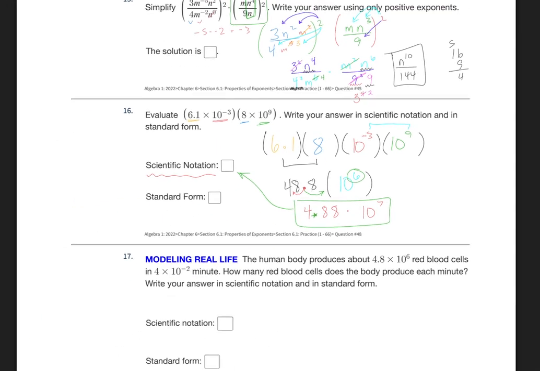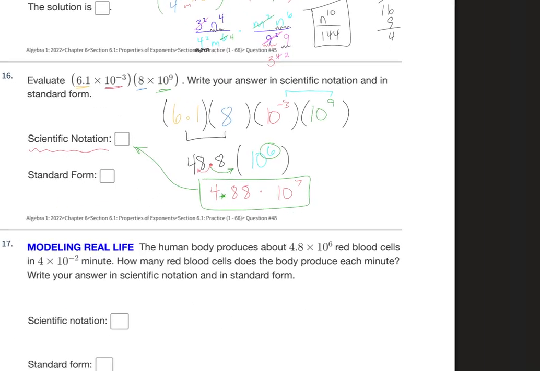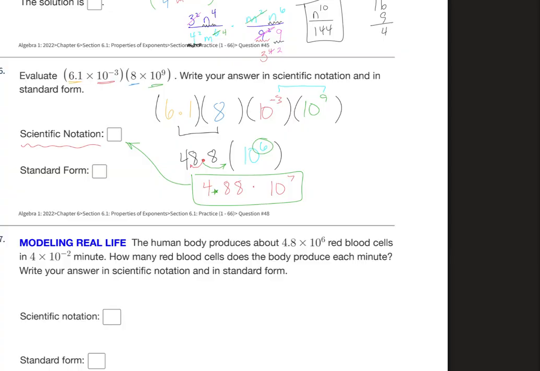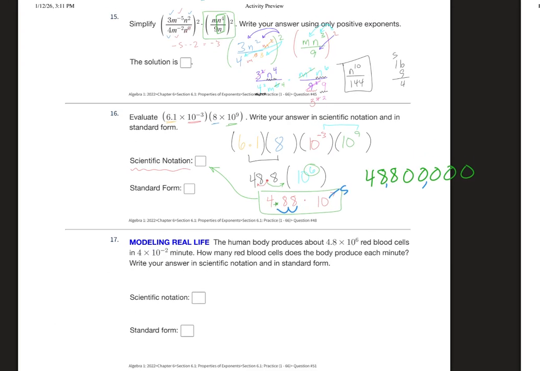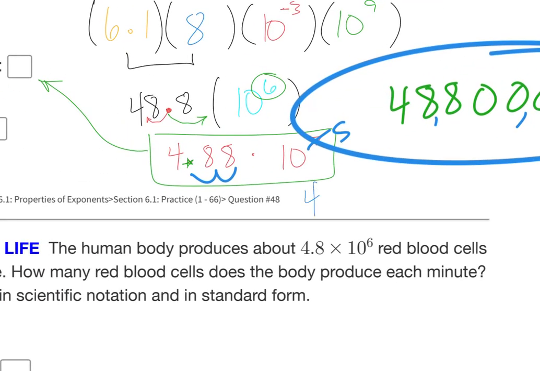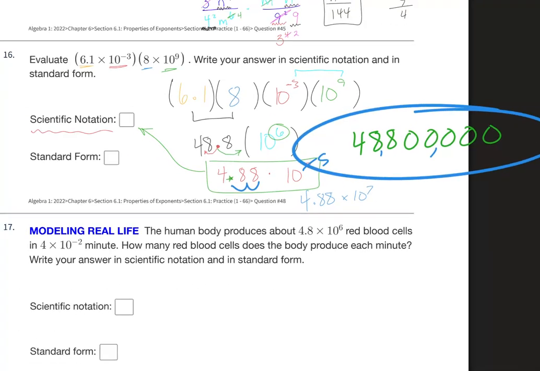Yay. In standard form, I'm just assuming it means 488 and then 5 zeros. 1, 2, 3, 4, 5. How do I know it's 5? Because that would mean there's 5 left, right? So 48.8 million. That would be your standard form answer. So if you need me to, 4.88 times 10 to the 7th. There you go. Both of those answers.